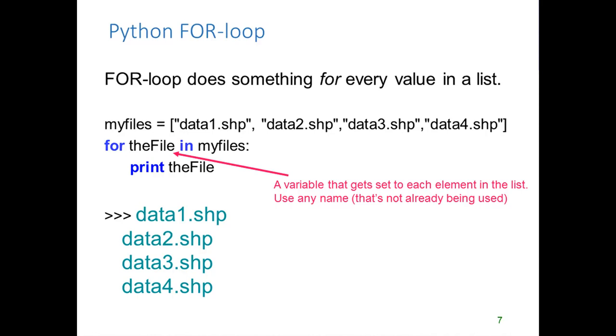So the file, there's no code that's missing here. This is the entire code for this. The file is defined right here inside here, okay? I don't set that variable up beforehand. It automatically sets it to the first thing. So usually it's a good idea to use a name that's not already being used in your code, because using it here is going to change it. After this loop runs, the file's value is data4.shp.